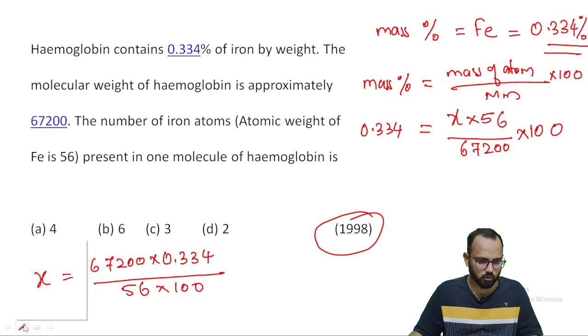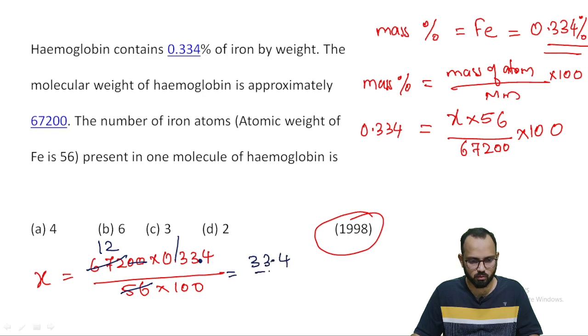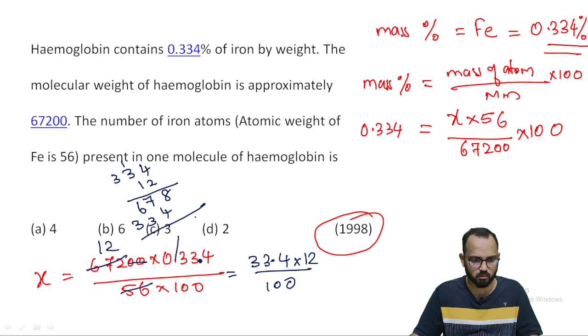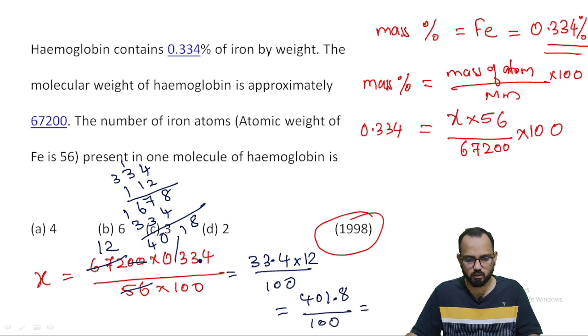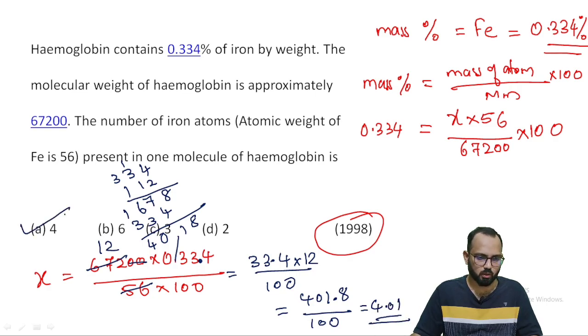Okay, so we'll cancel this. How are we going to cancel? 56 goes into 672 twelve times. Fine, 12 times. Then here 100 is there. You take the decimal, so it is going to be 33.4. So 33.4 into 12 by 100. So you just multiply 334 into 12. That gives 4018, and since one decimal is there, it's by 100. 4018 by 100 is 4.01. So you got the answer 4.01.